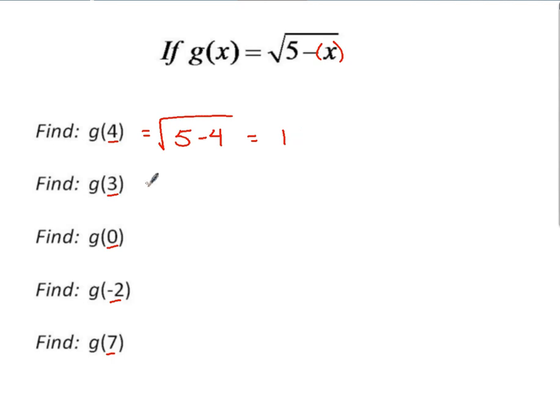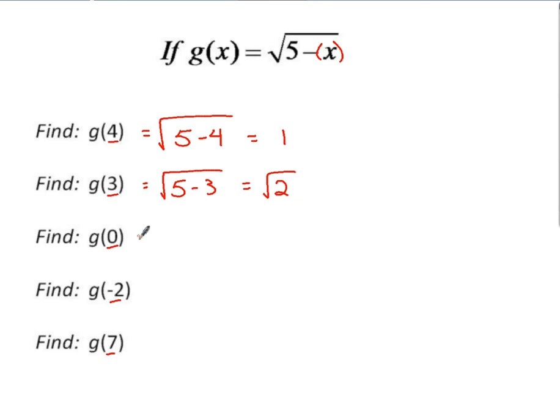You take 3, you plug in. You got the square root of 5 minus 3. 5 minus 3, of course, is 2. So you're taking the square root of 2, and the question would be, how do I express that answer? Well, just leave it as the square root of 2. That's exact. It's an irrational answer. That's okay. If you had to graph it out and plot that point, then yeah, take the square root of 2, get that decimal, plot it out. But since we're just evaluating here, we like to leave answers as precise as possible, leave it as that square root.